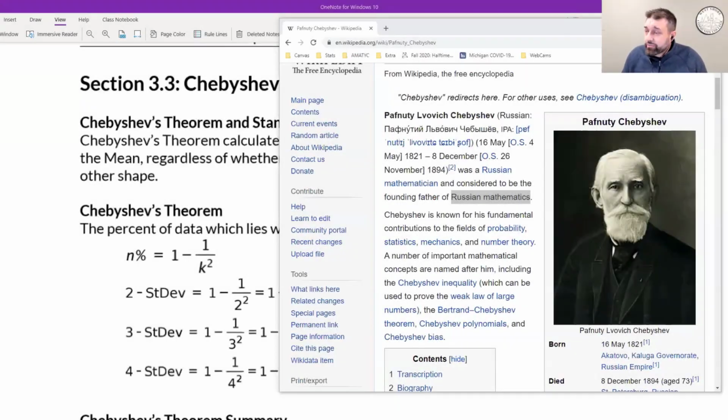All right, this is section 3.3, and we're going to talk about Chebyshev's theorem. And this is Chebyshev. He's a Russian mathematician, and you can see that he was one of the founding fathers of Russian mathematics, or modern day Russian mathematics, I'd say. He lived from 1821 to 1894, so about the turn of the 1900s. He was born almost 200 years ago, so he did a lot to really move the field of statistics forward.